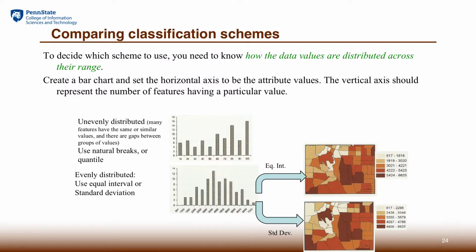The other way to tell which method is more useful is to look at the histogram of the value distribution. If the histogram seems to be showing that the values are all over the place and there's no clear central tendency, then the natural break methods or quantile methods work better. But if you see that the histogram is close to being normally distributed, there's a clear central tendency around the mean, and the deviations around the mean are very balanced, in this case, the use of equal interval or standard deviation works relatively well.